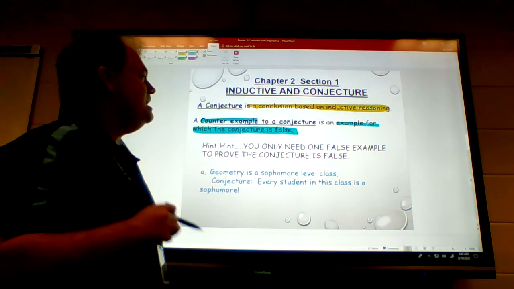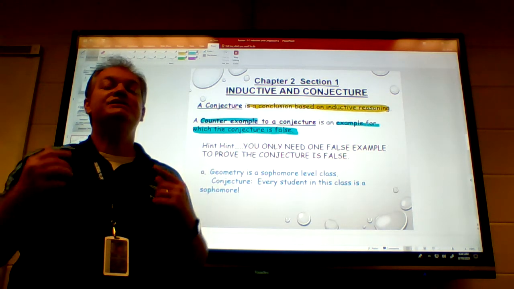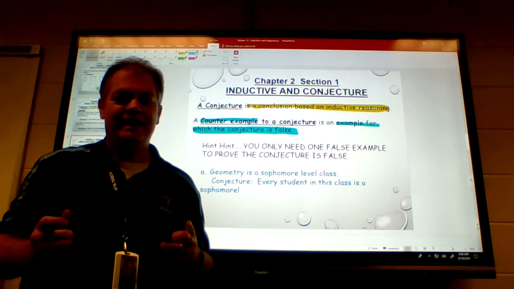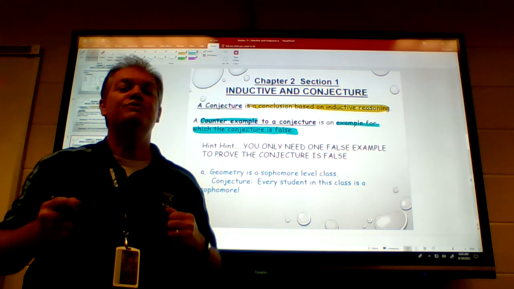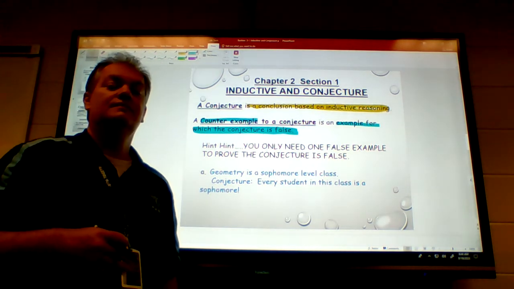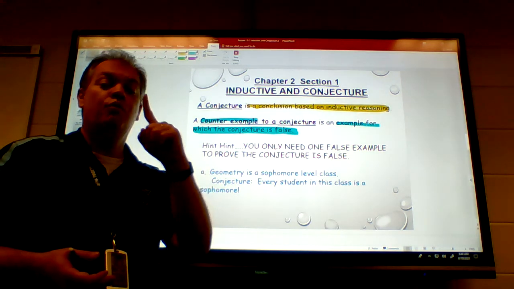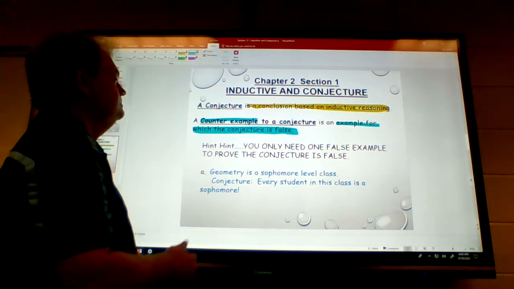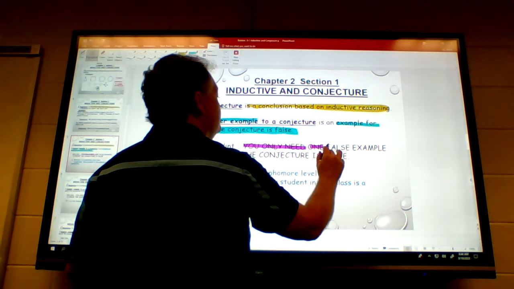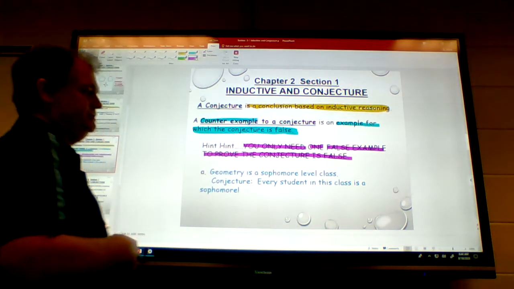Now, here's what you need to know. In order for it to be true, a conjecture has to be true in all cases. Let me repeat that. A conjecture must be true in all cases. In order to prove it false, you only need to prove it in one instance. You only need one false example to prove that a conjecture is false.